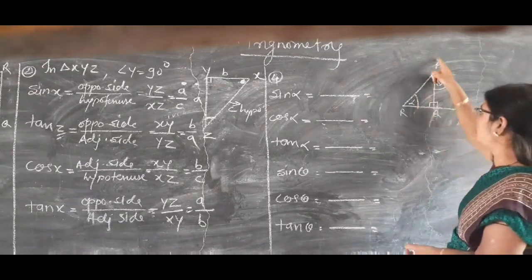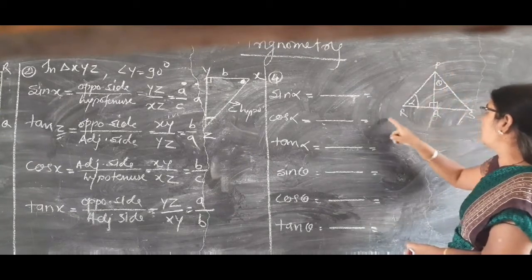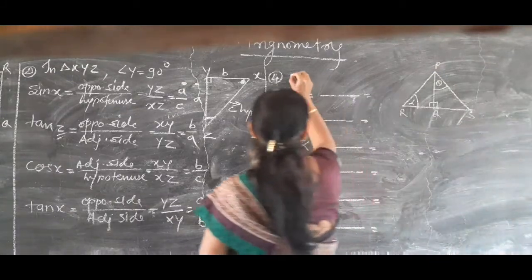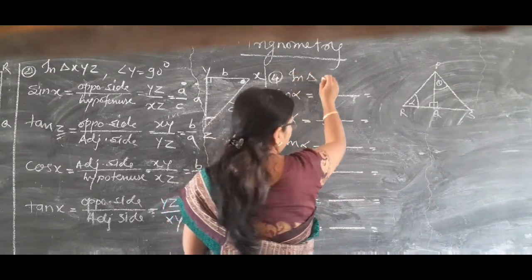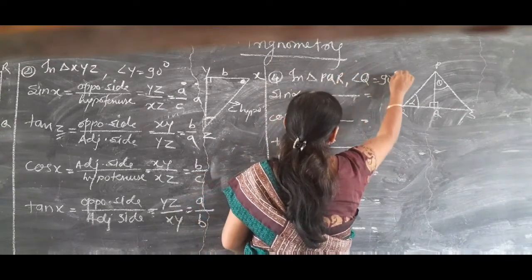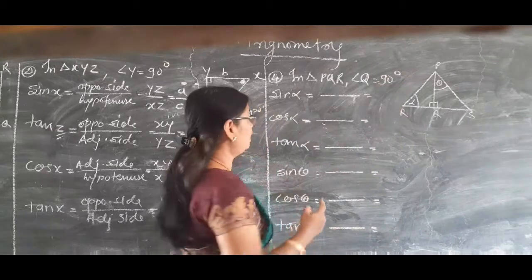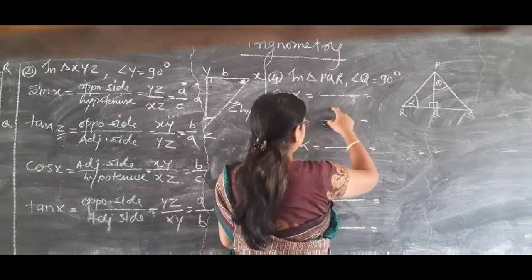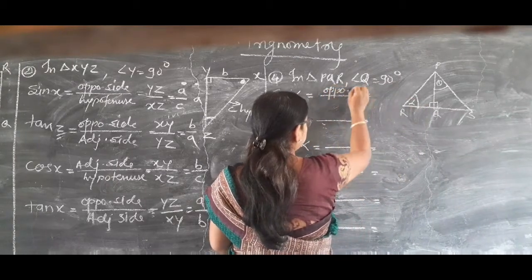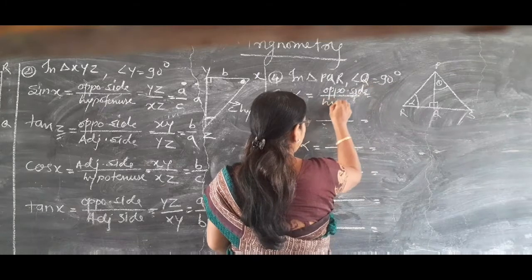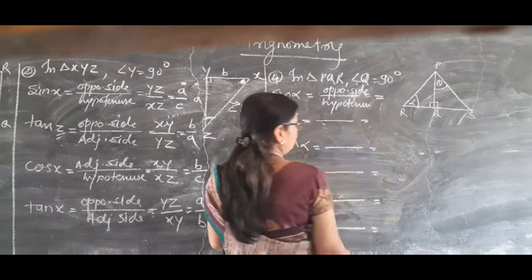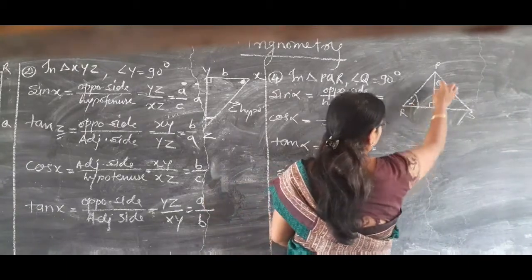For alpha, which triangle do you have to take? PQR. And for theta you have to take triangle PQS. So for alpha you have to take triangle PQR, where angle Q is 90. Always write down the formula and then find the answer. Now sin alpha, what is your answer? Opposite side upon hypotenuse.